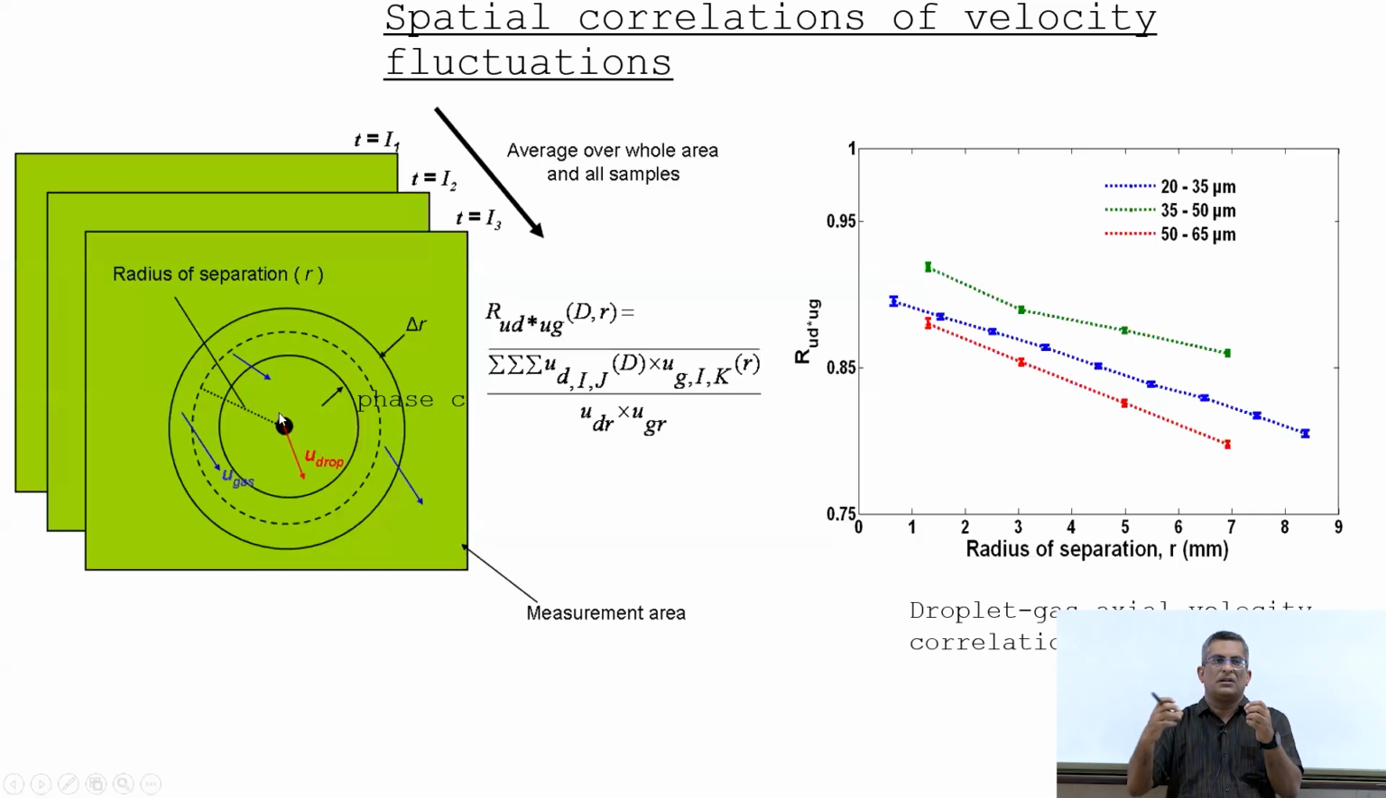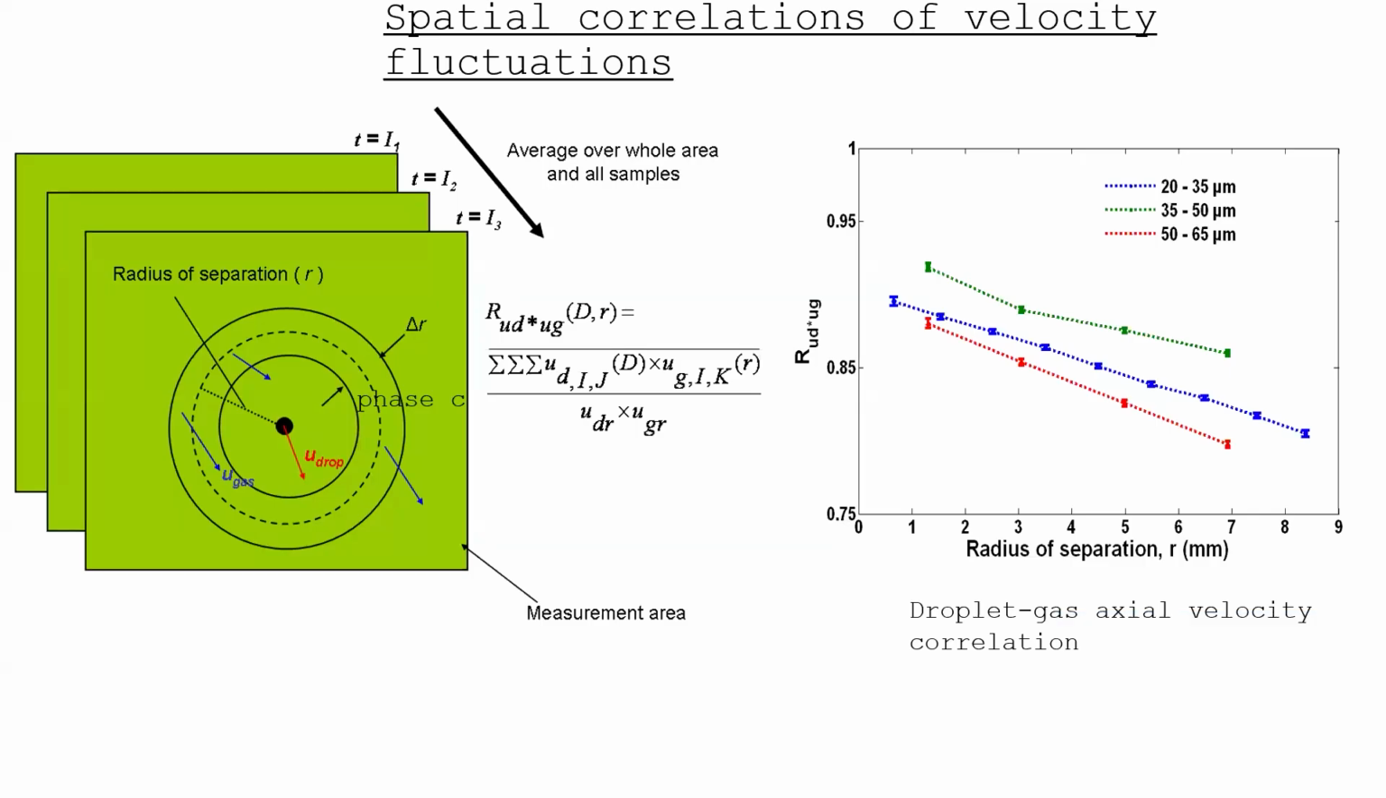Separation distance means the distance between the two measurements. So here, for example, what we want to know, if I have a particle here, how it influences the carrier phase, the gas phase, as we move away from the particle. And here we see that the correlation reduces as expected. So as you move away from a particle, its influence would reduce.